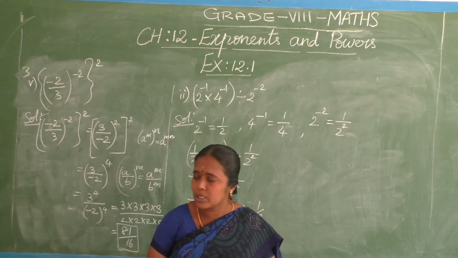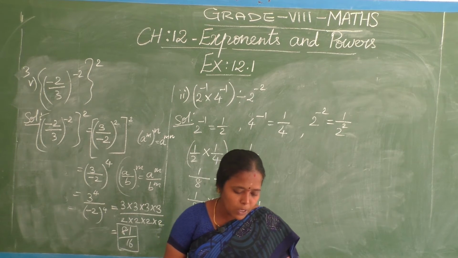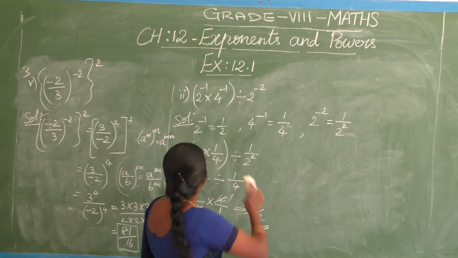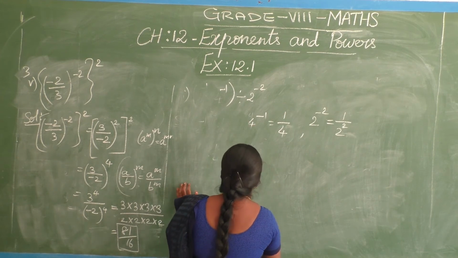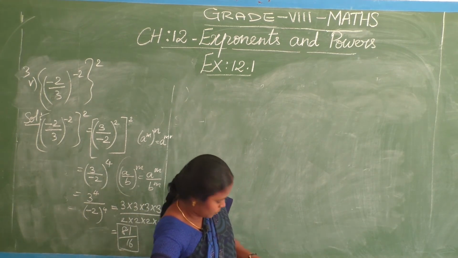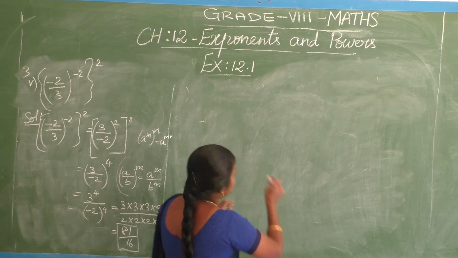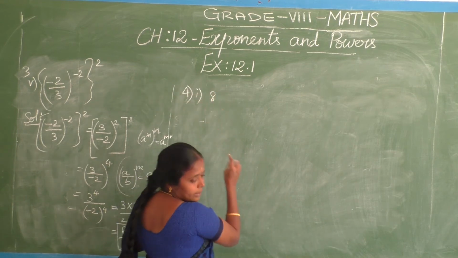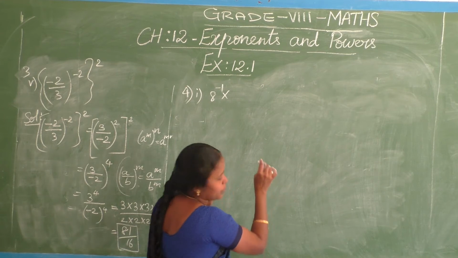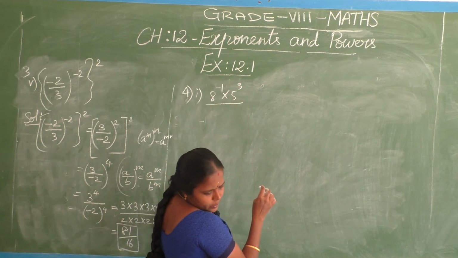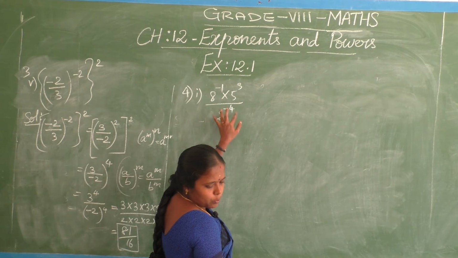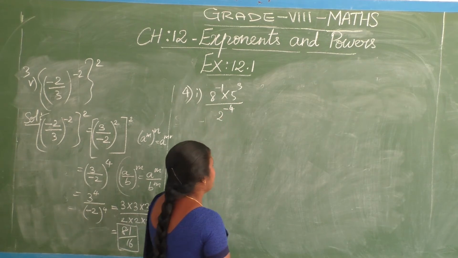Like this, the remaining two questions are there, you have to solve. Come to the fourth one: evaluate 8 power minus 1 into 5 cube by 2 power minus 4. In the fourth one there are two questions. I am trying one question, you try one. Clear? 8 power minus 1 into 5 cube by 2 power minus 4. What to do? You have to evaluate. You have to find its value.